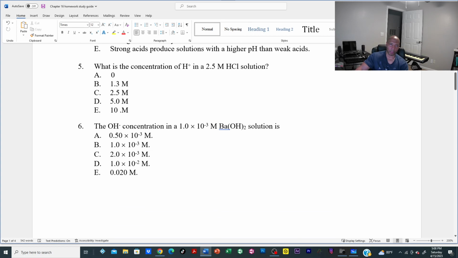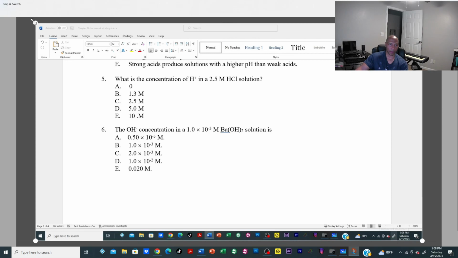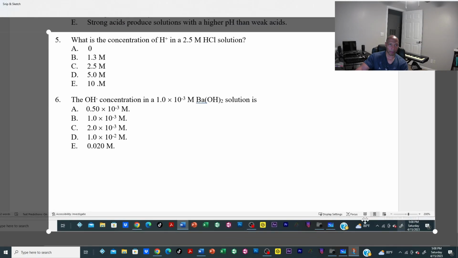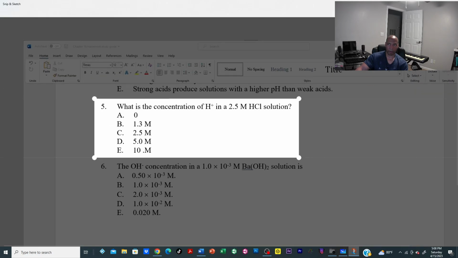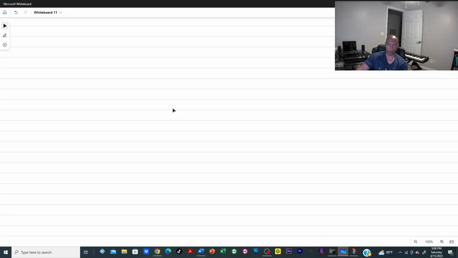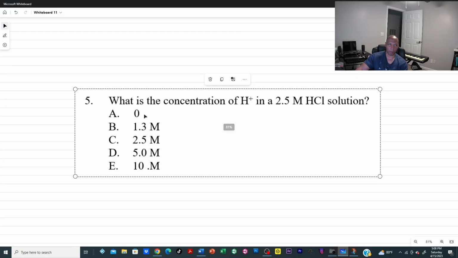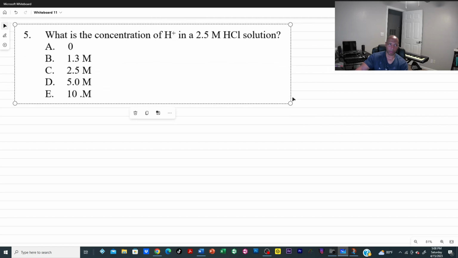Number 5. What is the concentration of protons in a 2.5 molar HCl solution? So I think I'll just go ahead and get my screen snipping tool, and I'm going to snip this. I'm going to hit copy, and I think I'll go to my whiteboard. I'm going to paste this on my whiteboard. Okay, so I really didn't have to snip this. It was fairly obvious how to do this problem.